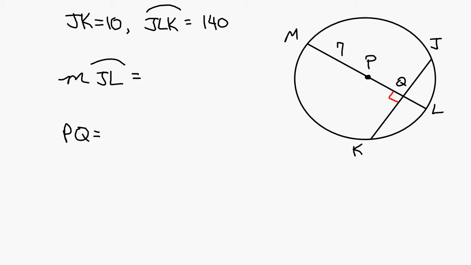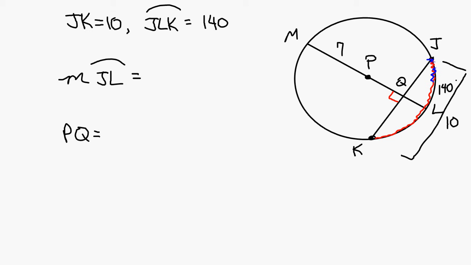J to K is 10. Alright, from J over to K, that's 10 units. Arc JLK, from J through L over to K, that arc is 140 degrees. The entire arc, this entire red arc. 140 degrees. You need arc JL, J to L. Alright, you need this blue portion right here from J to L.